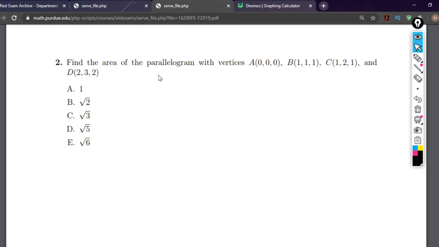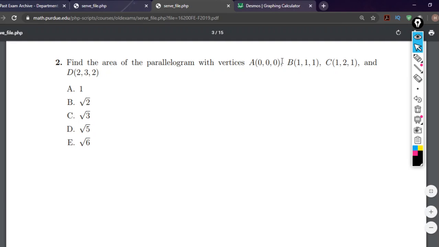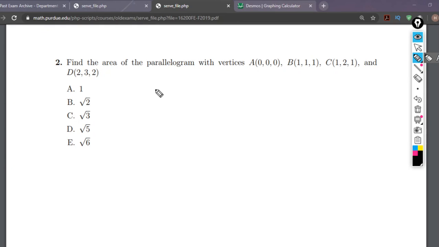So here we're asked to find the area of a parallelogram, and we're given the vertices. We can find the area by taking the vector AB cross AC, or any way you want it. It can be AC cross AD. You're just trying to get the same vertex on both, and two different points.